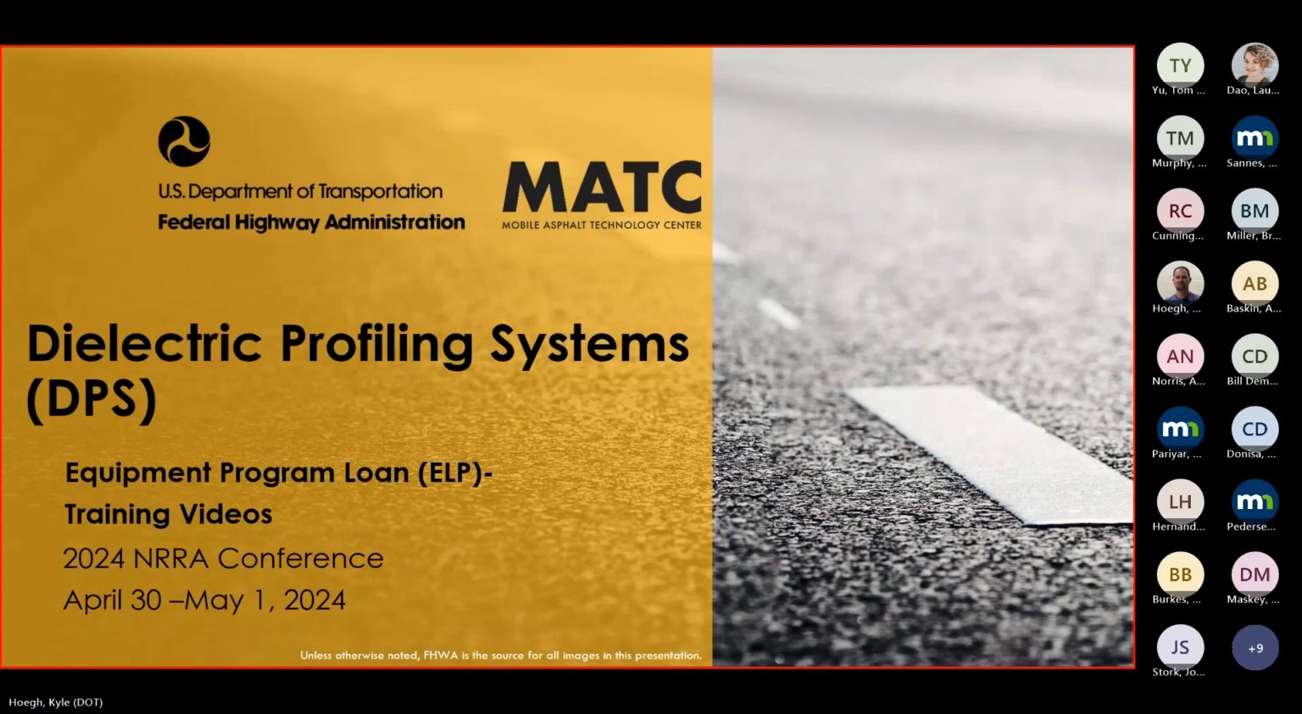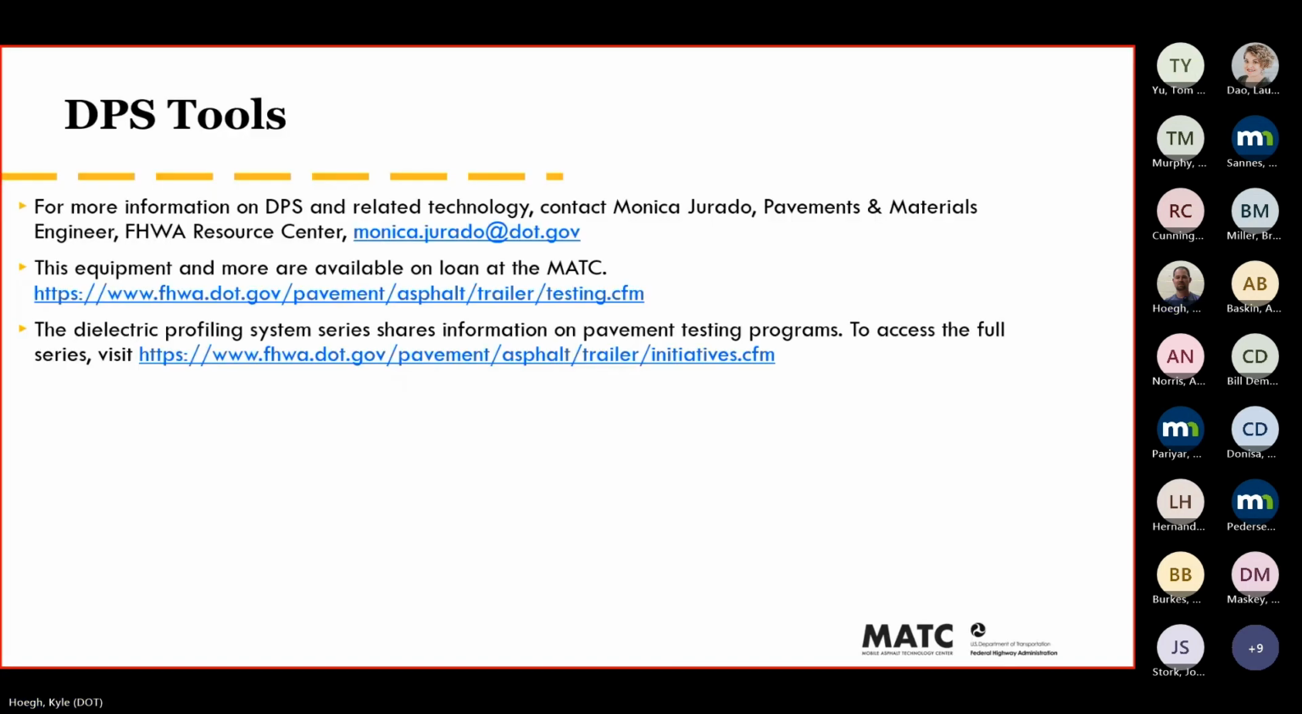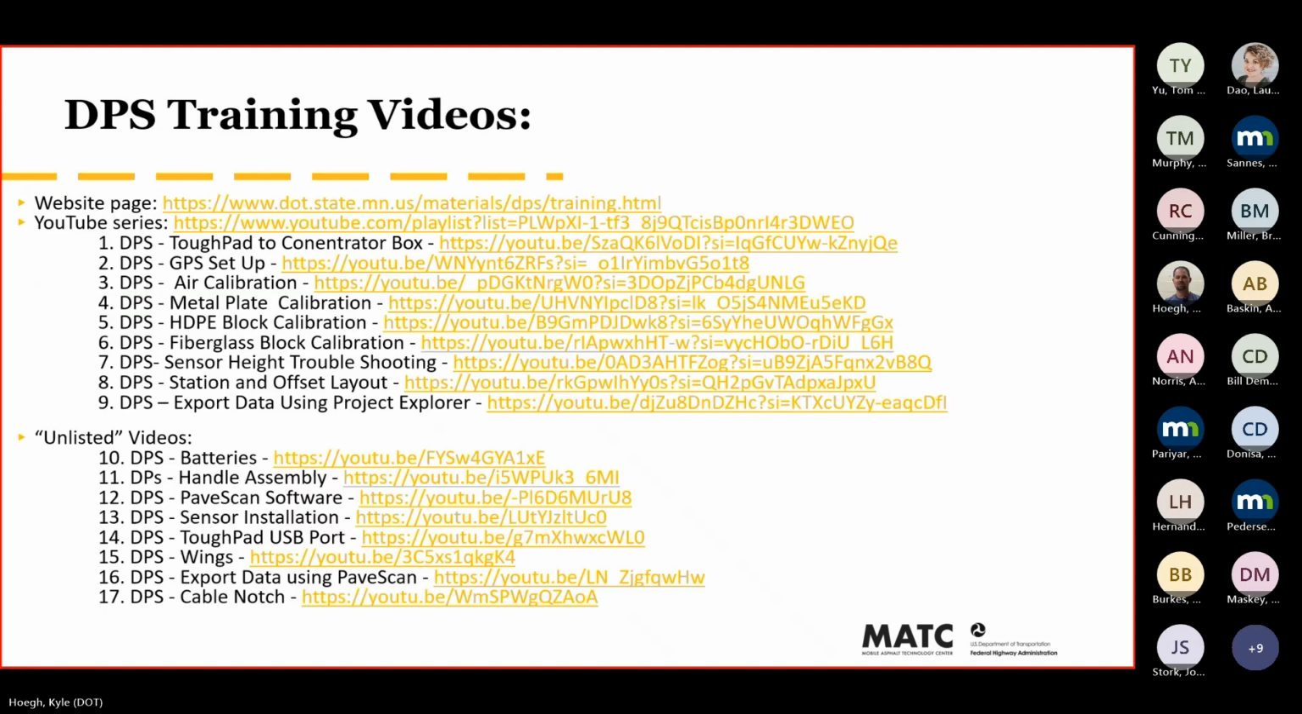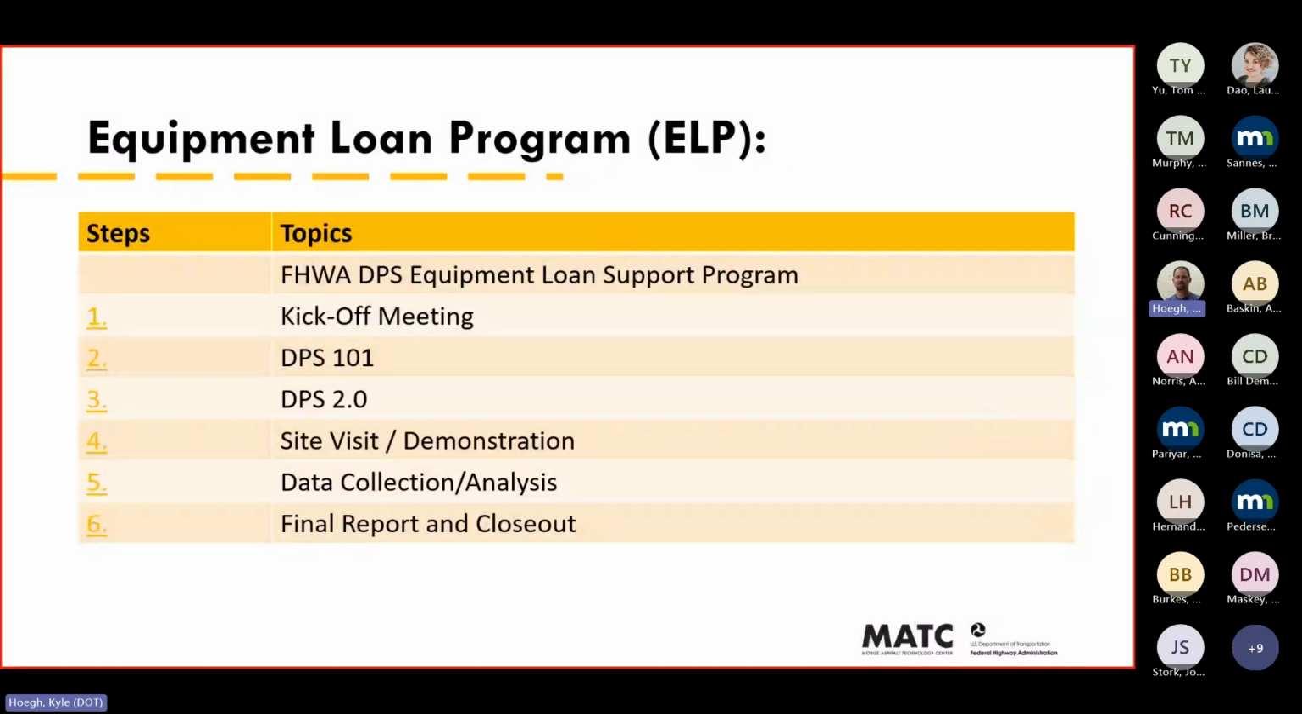Perfect. So I know we're talking about DPS, and my slides are from the MATC because that is where our equipment loan program comes from. Okay, there we go. So we do have an equipment loan program, which is one of the best things that Federal Highway has to offer, because you get to test drive the equipment before you actually buy it to see if it's going to work for your program or your projects.